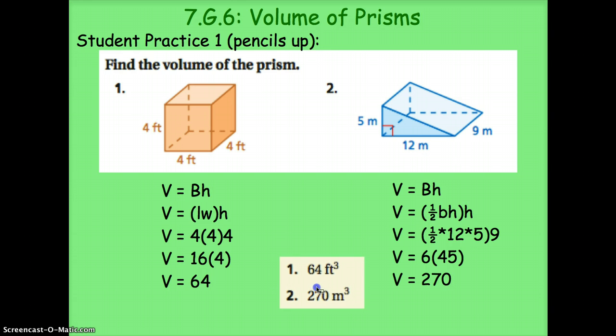Okay, so the first one is 64 feet cubed. The second one is 270 meters cubed. Make sure you are cubing your answers, not squaring them, because you will get it wrong otherwise.